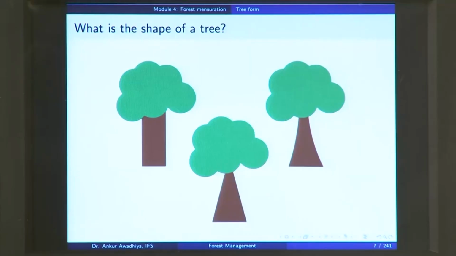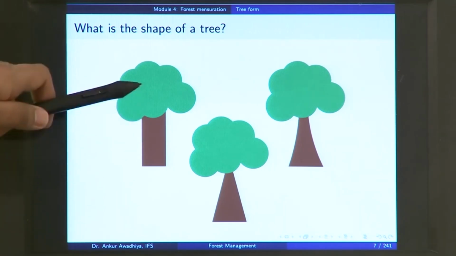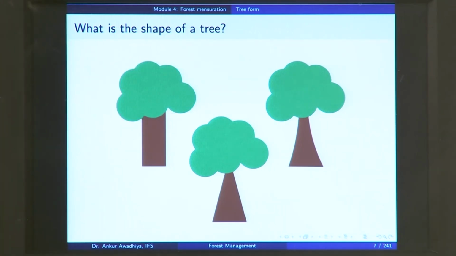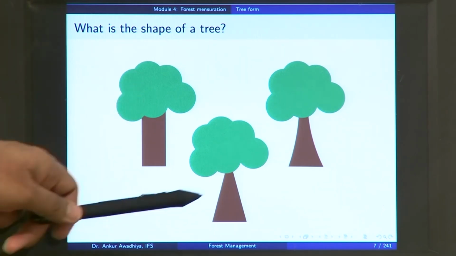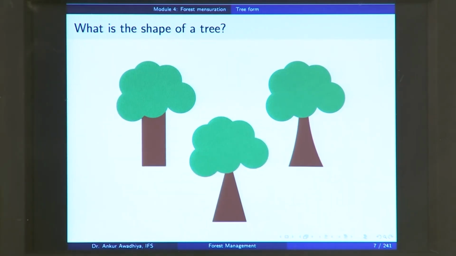Now the question here is, what is the shape of a tree? You have seen a number of trees in your life, but if I ask you what is the shape of a tree, how are you going to describe the shape? If you look at a tree, we will find a stem and we will find the crown or the canopy. Now the question is, does this stem look like a cylinder? Does it have a conical shape or does it have some other shape? So how do we describe the shape of a tree?